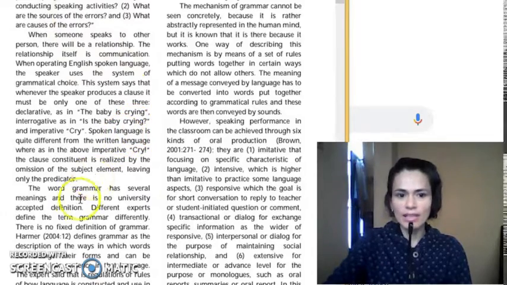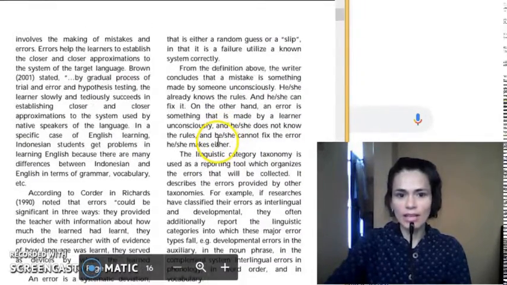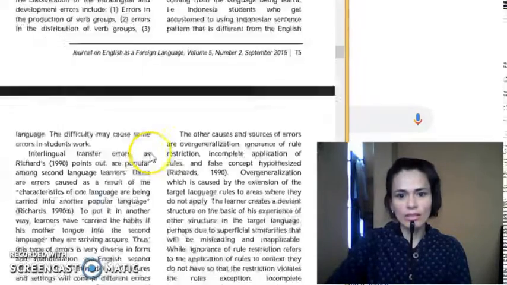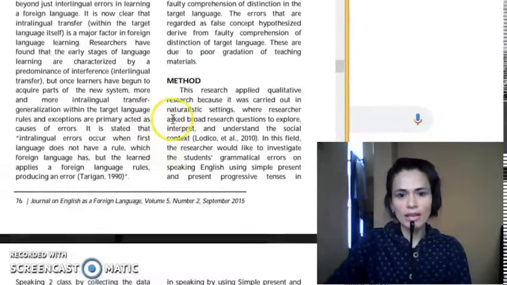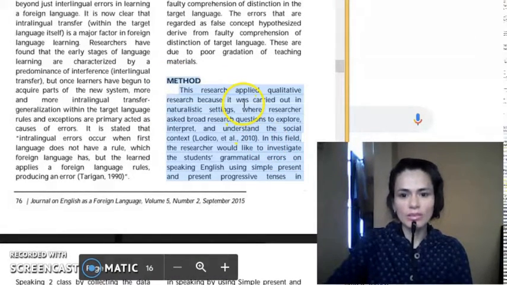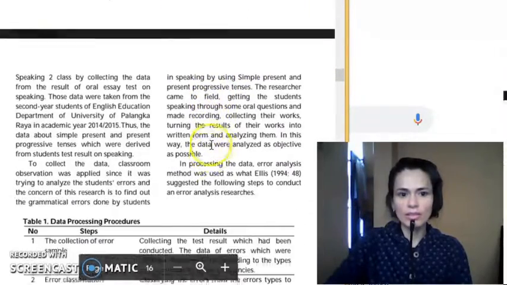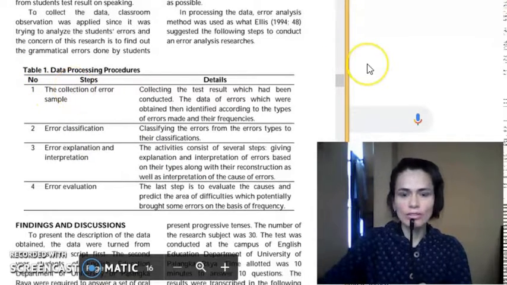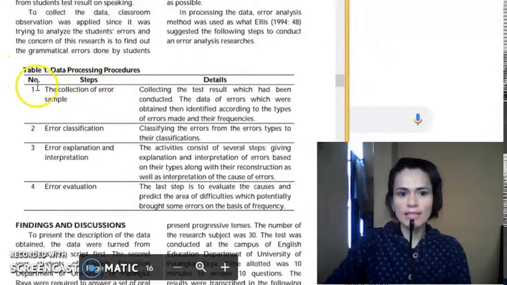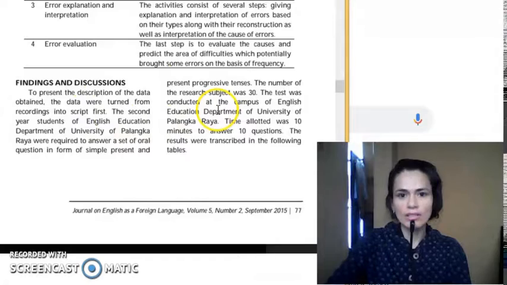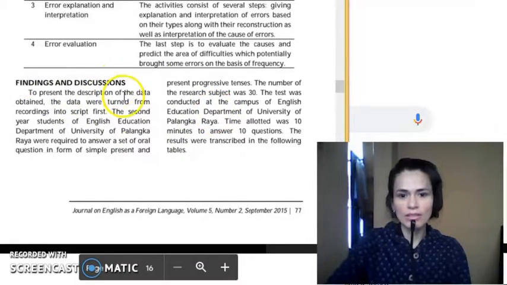In this field, the researcher investigates the grammatical errors of the students in speaking activities by collecting data from the oral test and result analysis on speech. Therefore, the data on the present and present progressive tenses are derived from the results of the student tests when they were speaking. To collect the data, the teachers applied observation in the classroom. It is trying to analyze the errors of the students, and the concern of this research is to find out the grammatical errors committed by the students.